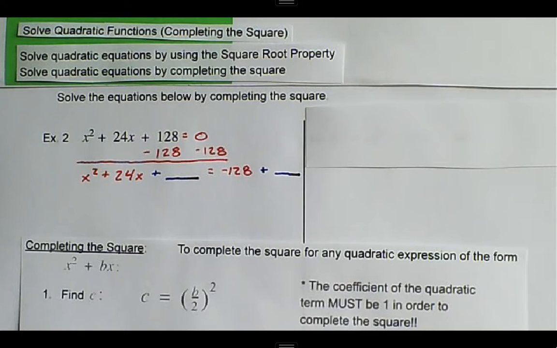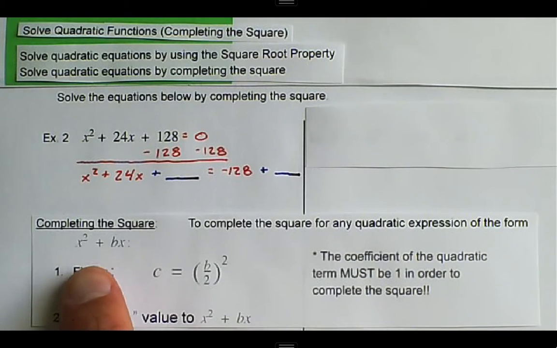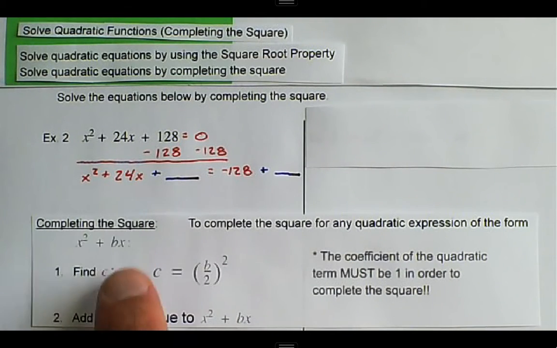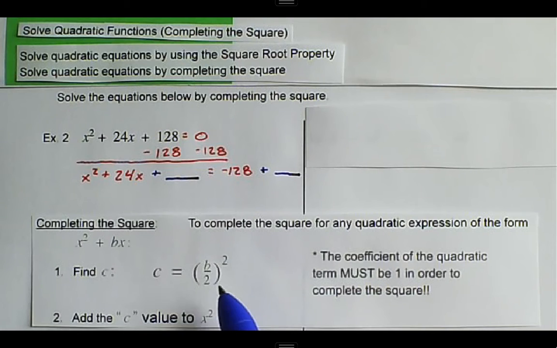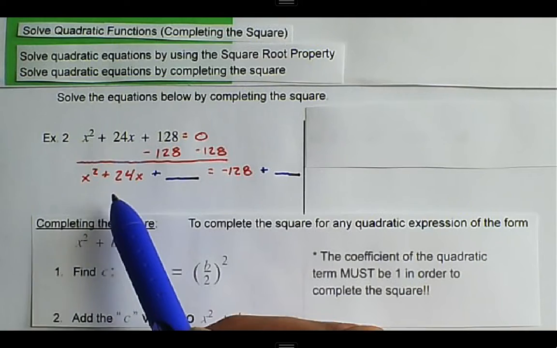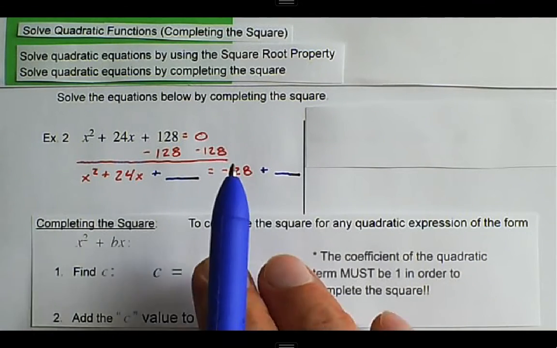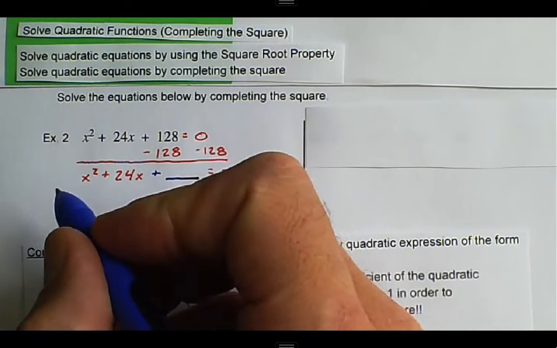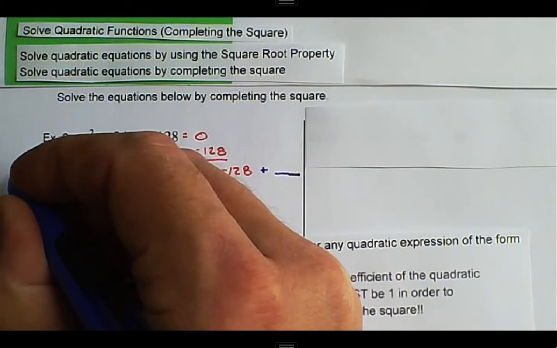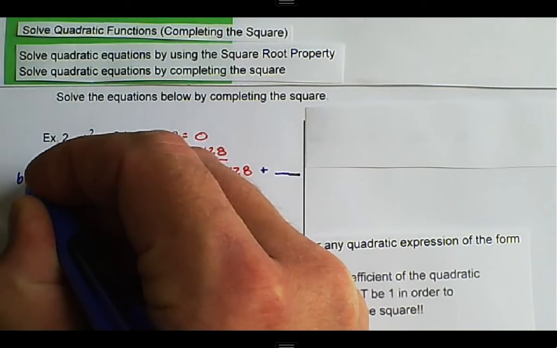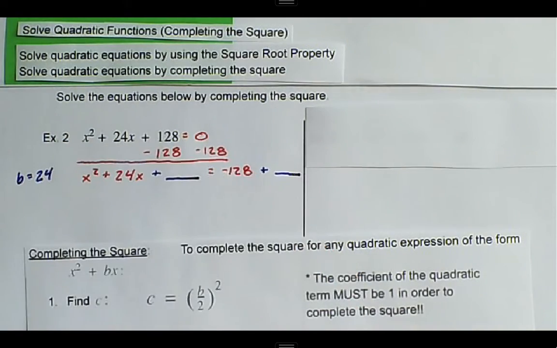So we can take a look at this. The first step is we have it in x squared plus bx, but now we have to figure out what that c is. The way that we calculate the c value is we take b, whatever the coefficient is for the b, divided by 2, and square it. Our b value in this case is 24. So I'll write that over here on the left: our b value is equal to 24.